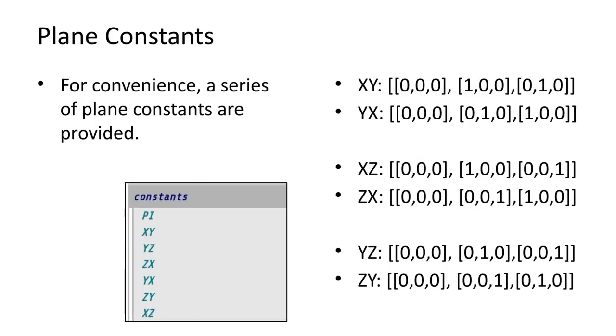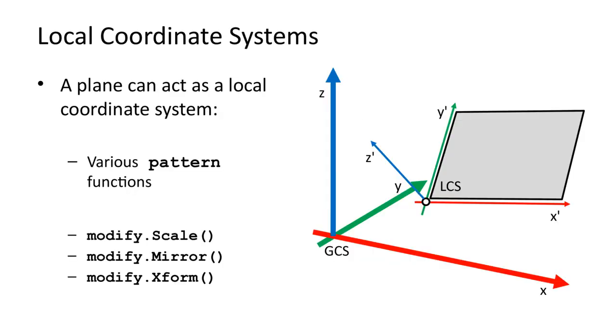A series of 6 plane constants are provided. These define default planes. XY plane is the same as the global coordinate system. The other 5 planes all differ in orientation from the global coordinate system. For example, the YZ plane is rotated, so that the local z-axis is aligned with the global x-axis. Other planes can be defined that are translated and rotated relative to the global coordinate system. All these types of plane can be used to define a local coordinate system.